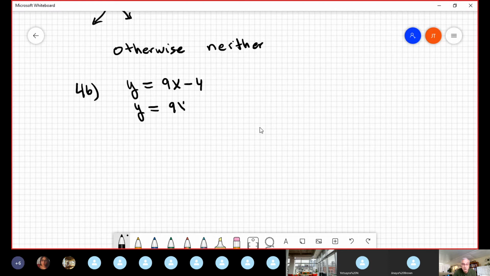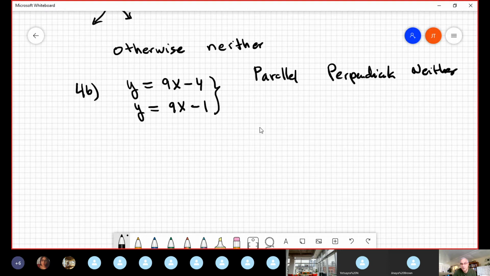And you need to determine the relationship between these lines. It's parallel, perpendicular, or neither. Parallel, perpendicular, or neither. What do you think? Opinion. What do you think?